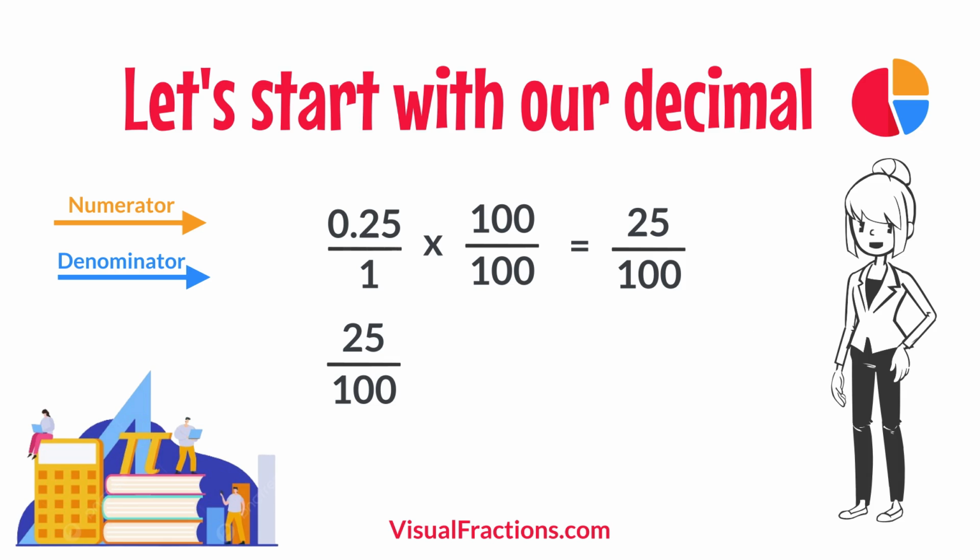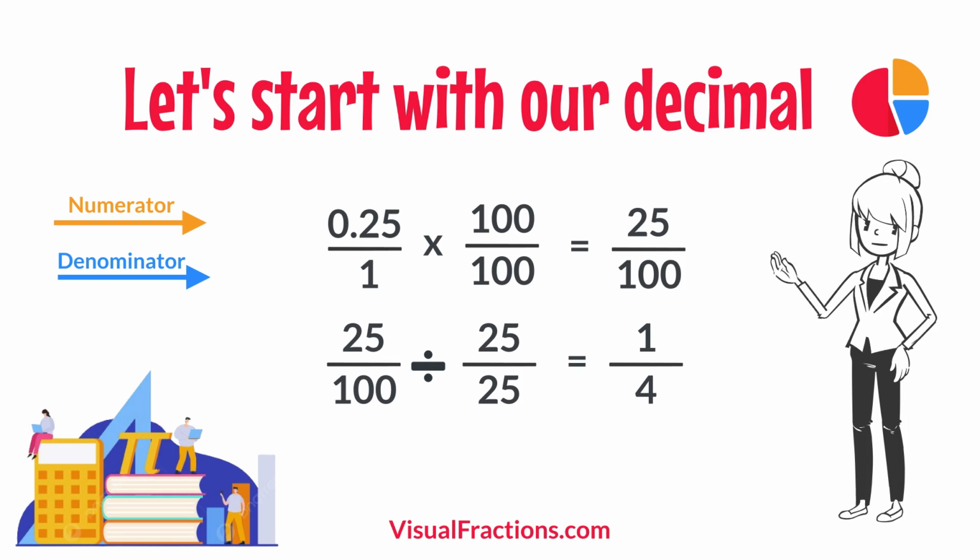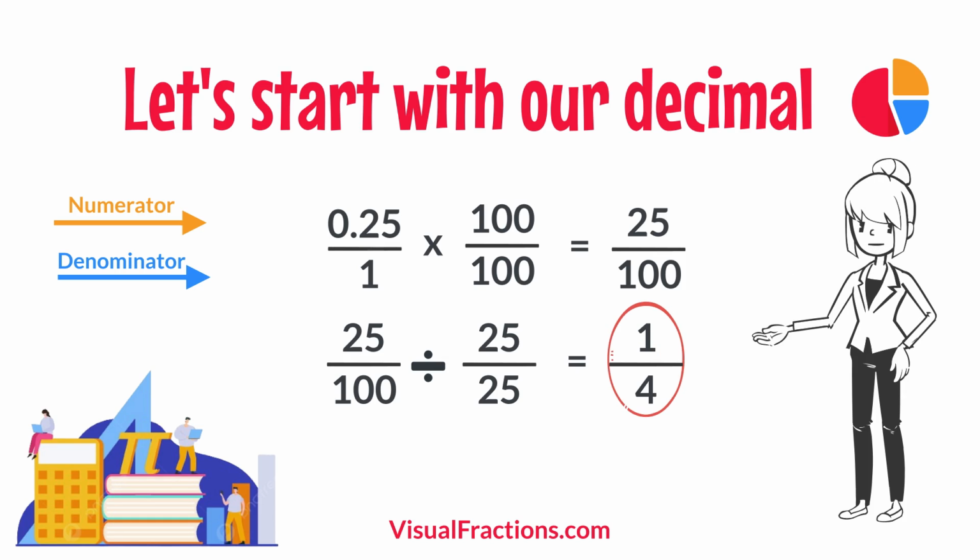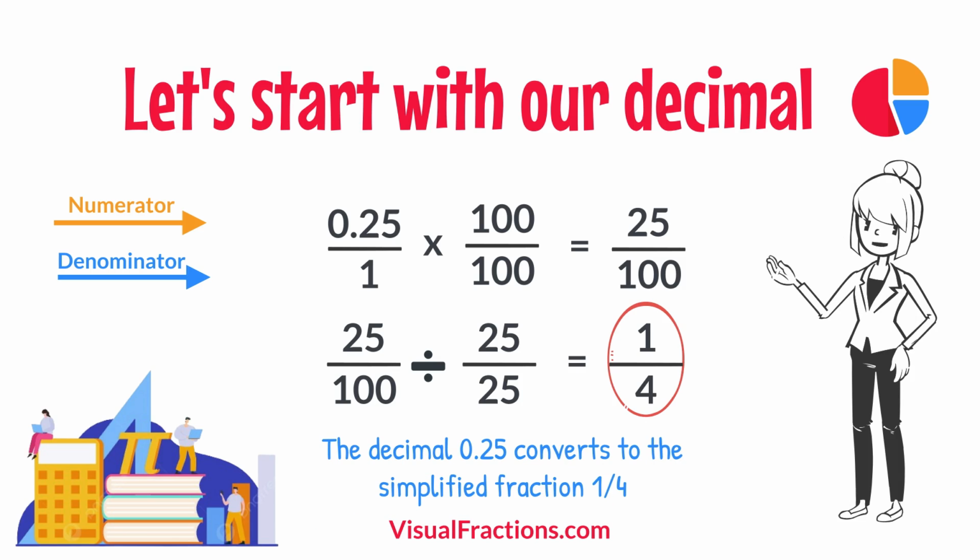Next, we simplify. Both the numerator and the denominator in 25 100ths are divisible by 25, the greatest common divisor. Divide 25 by 25 to get 1 and divide 100 by 25 to get 4. So, 25 100ths simplifies neatly to 1/4. And there you have it. The decimal 0.25 converts to the simplified fraction 1/4.